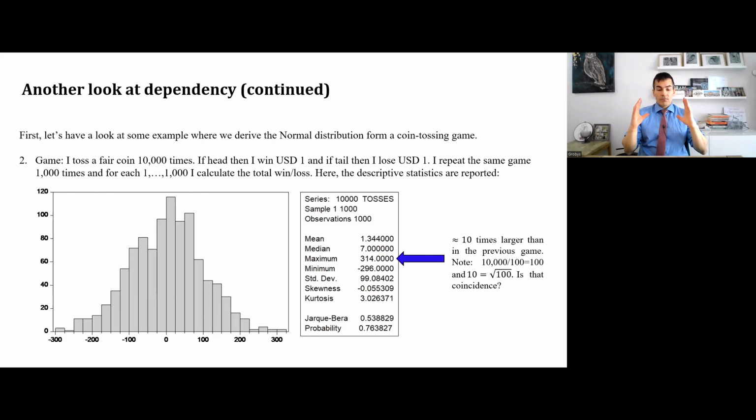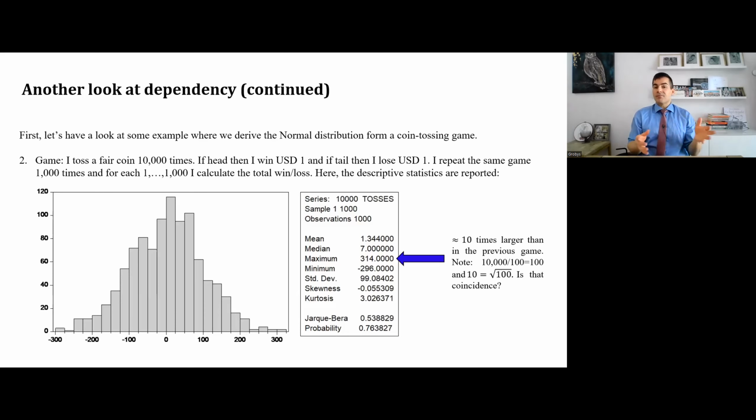Now we have to think, okay, in the previous game we had in each iteration 100 coin tosses. Here we have 100 times 100 coin tosses, 10,000. But the maximum is 10 times larger than in the previous game. And 10 is the square root of 100. That's interesting. Is that coincidence? We will figure that out. Moreover, here we see the minimum is also roughly 10 times lower than in the previous game.